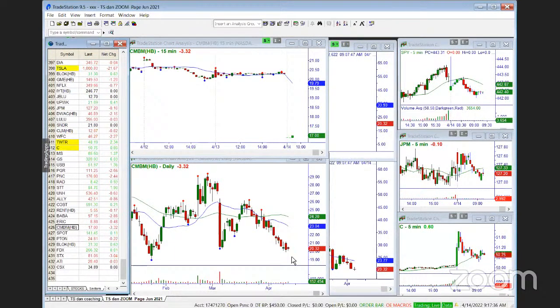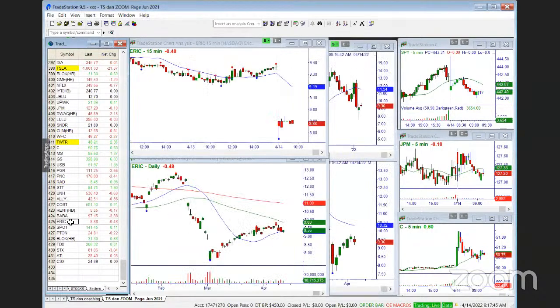This thing's getting whacked on earnings, I think. CMBM, but the gap's too big for me. 888, that could maybe be a 30-minute low day trade. That looks lower. It's rolled over, bearish gap. Sell setup weekly.